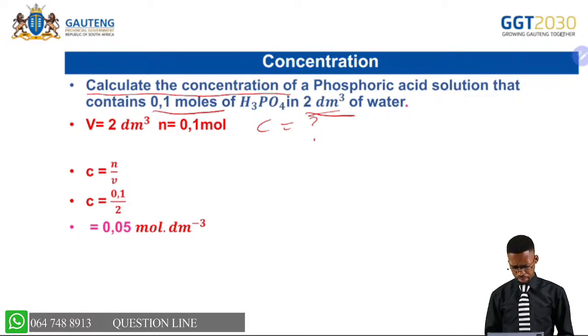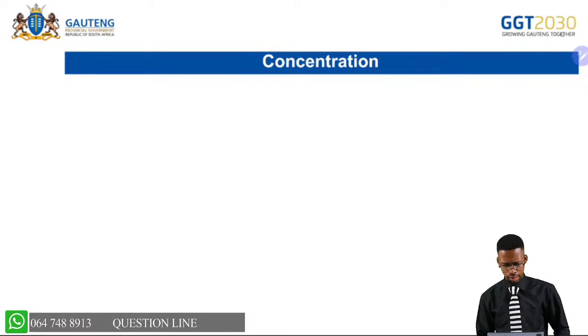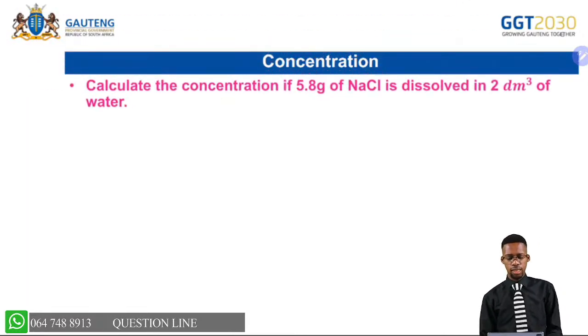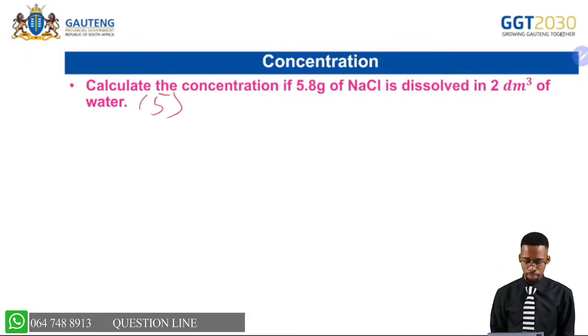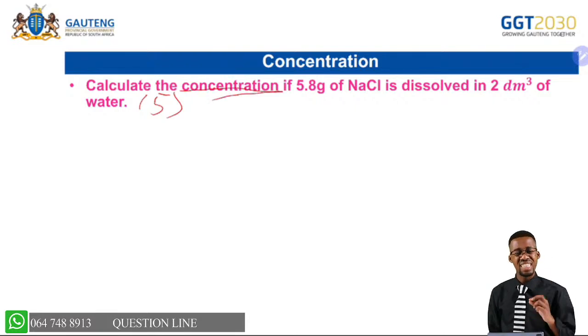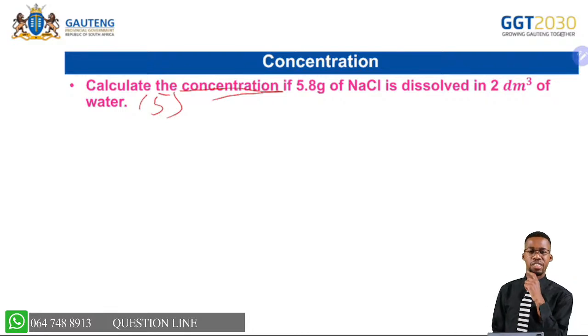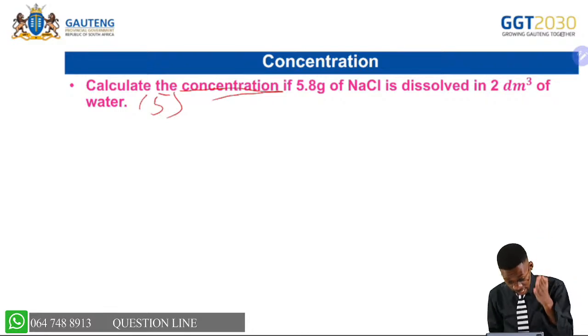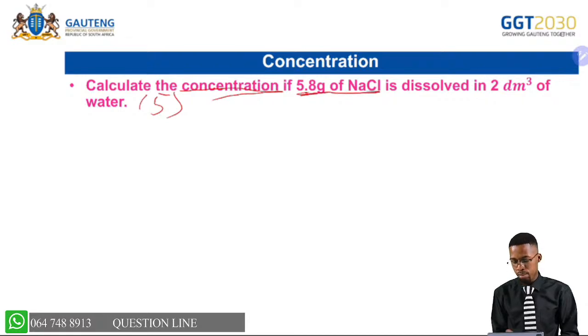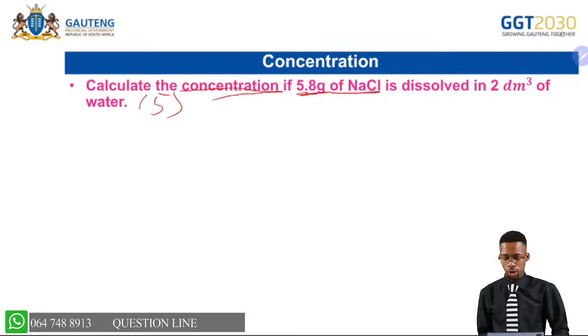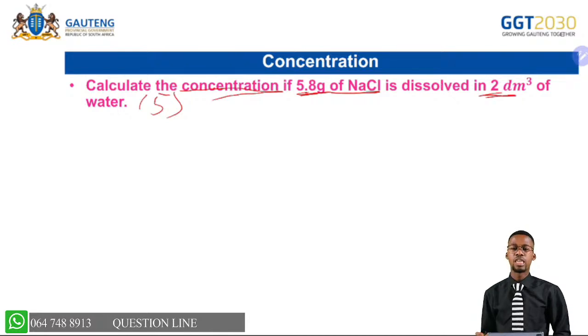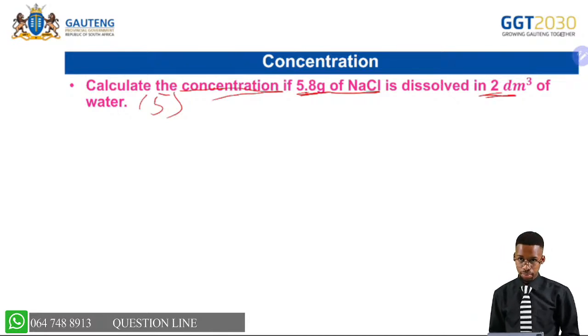Let's move on. So here's another question. I think this one carries 5 marks. It's a 5-mark question in your exam. Calculate the concentration. That's what the question wants. We are determining concentration. So calculate concentration if we have 5.8 grams of this table salt, sodium chloride, which is dissolved in 2 decimeter cube of water.